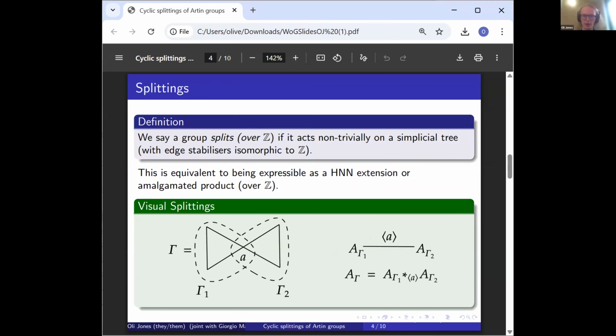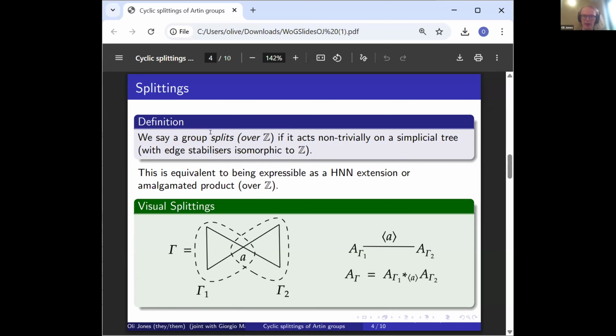The next thing that I want to talk about is the other word from the title, which is splittings. So I think this will be familiar to many people here, but if not, don't worry, everything that you need to know is on this slide. But yeah, we say a group splits over an isomorphism type or class of subgroups, but in this case it will always be over Z, if it acts non-trivially on a simplicial tree and with edge stabilizers isomorphic to Z if it's a Z splitting.